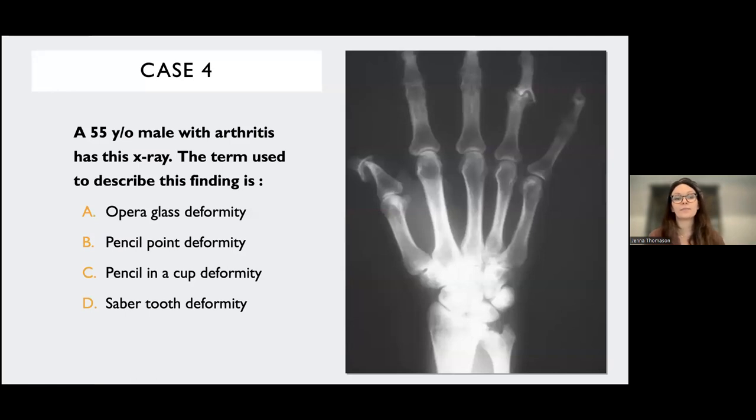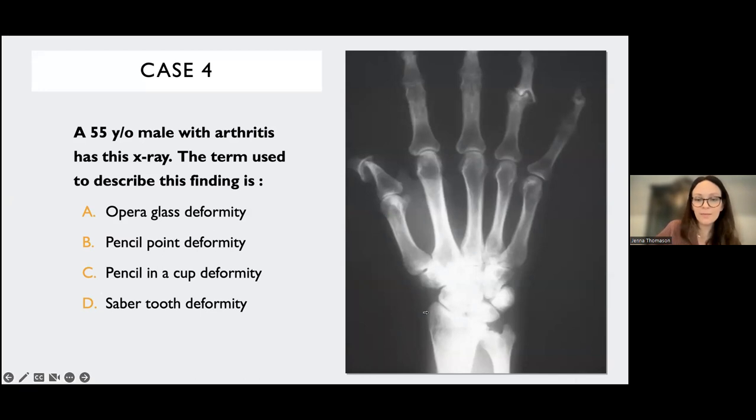All right, so we have a 55-year-old person with arthritis. The person with arthritis has this hand x-ray. The term used to describe this finding: is it opera glass deformity, pencil point deformity, pencil and cup deformity, or saber tooth deformity? Good work, guys. Pencil and cup.